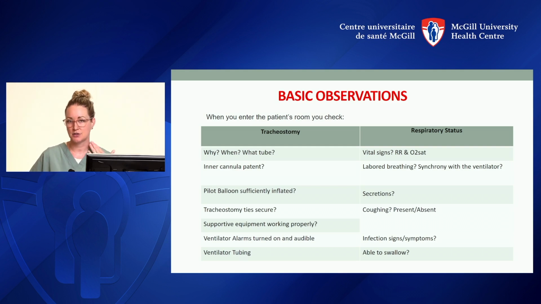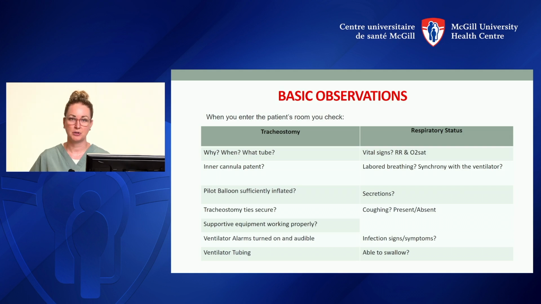Tracheostomy ties, are they secure? Is there a 2 finger space allowed between the neck and the tracheostomy ties? Is it on tightly enough? Your supportive equipment, is it working properly? You want to make sure that all your suction is set up and functioning, and that your oxygen is set up and functioning as well. The last thing you want to do is run around for a suction catheter when your patient needs their airway cleared.